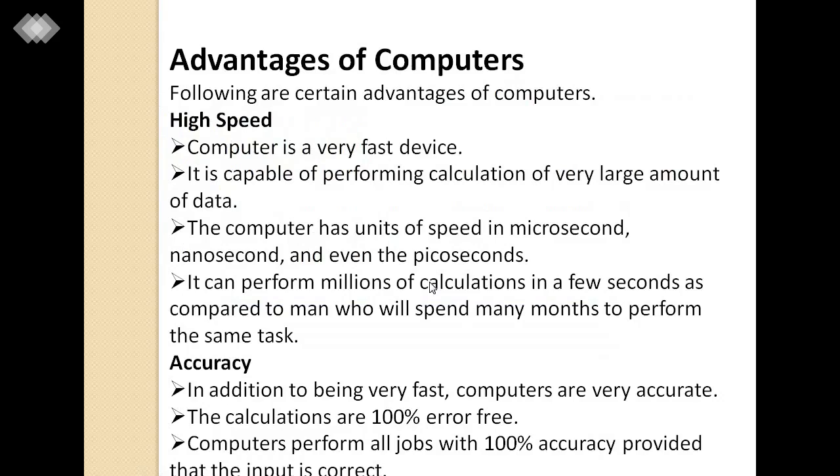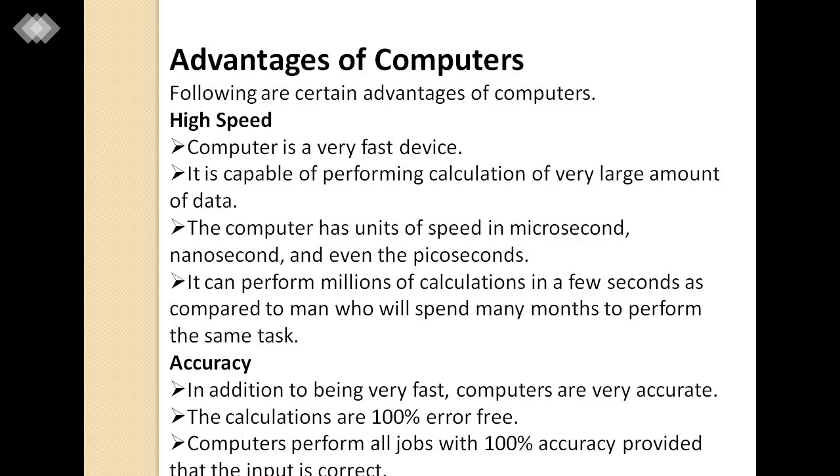So next, advantages of computer. Here are some different advantages of computer, like high speed. High speed means it is a very fast device which is capable of performing calculations of very large amounts of data. The computer has units of speed in microseconds, nanoseconds and even picoseconds. It can perform millions of calculations in a few seconds, as compared to a man who will spend many months to perform the same task. So first was the speed, second is the accuracy.